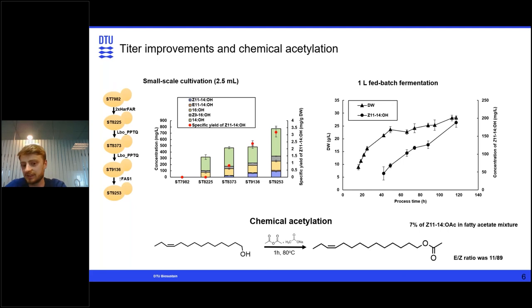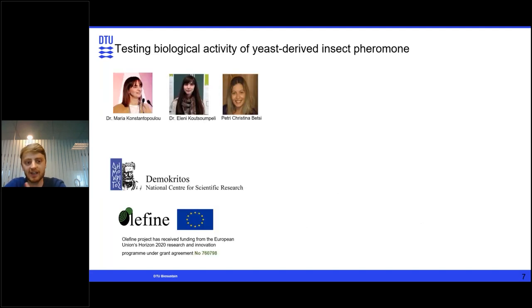And the chemical acetylation of fatty alcohols yielded this fatty acetate mixture, in which our target product Z11-14 acetate comprised around 7% of total fatty acetate content, and the ratio between E and Z isomer was roughly 9 to 1. And so as the last step, we tested the biological activity of the yeast-derived insect pheromone.